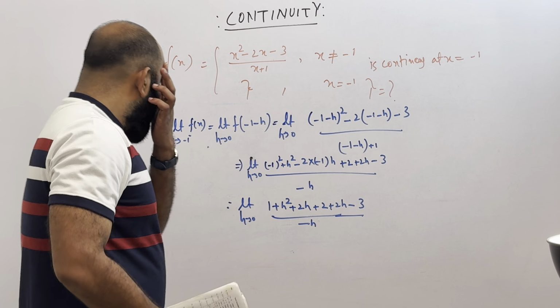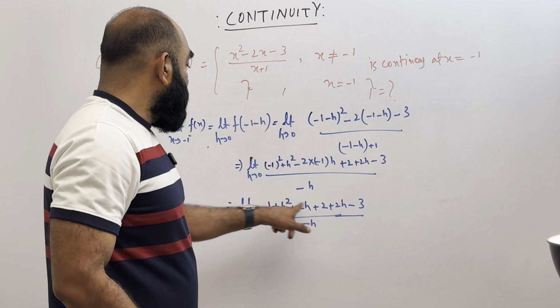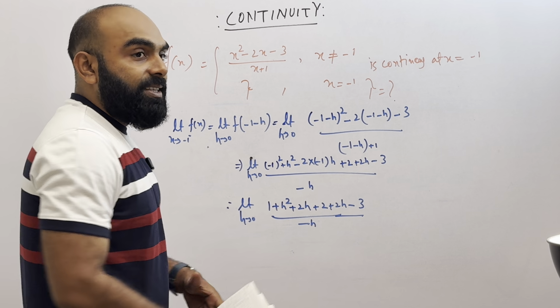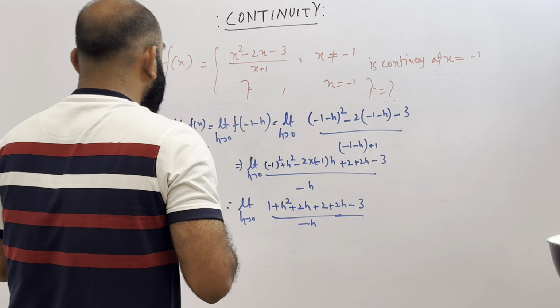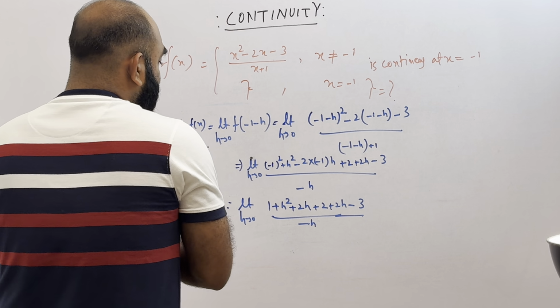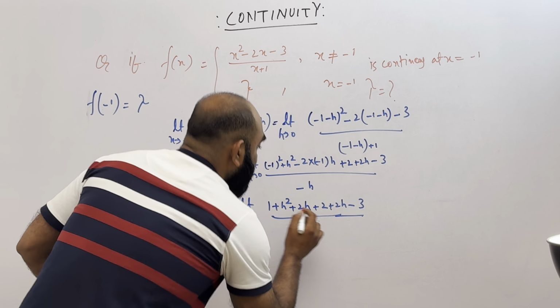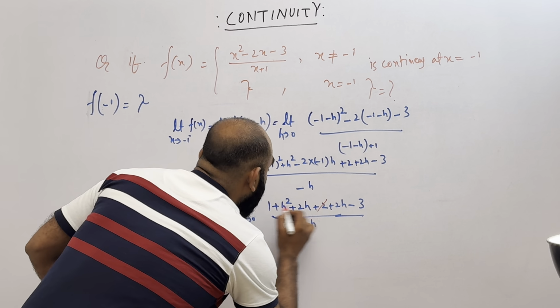So we can see from here 2 plus 1, 3. 3 minus 3 cancel out. Sir, this cancel out, sir. Okay, which one getting cancel out? Sir, these two are getting cancel out. Which one? Sir, this 2 plus 1, 3 minus 3 cancel out.